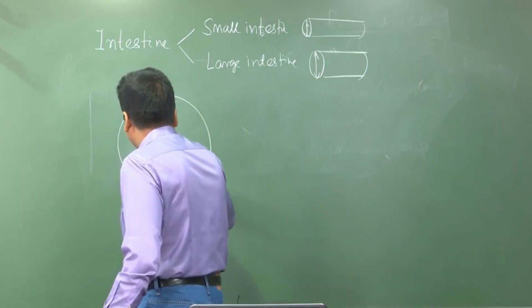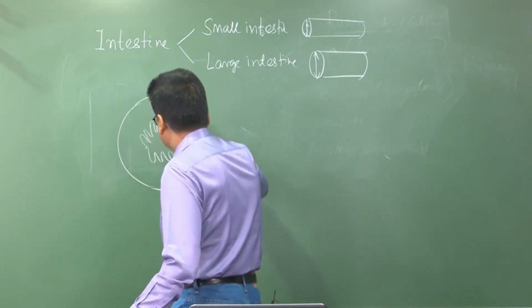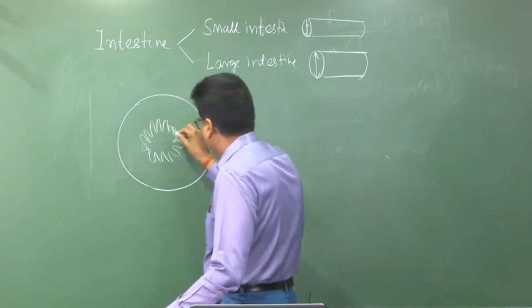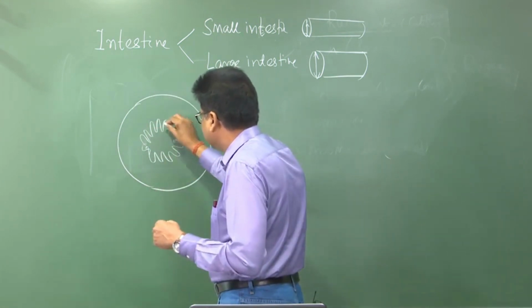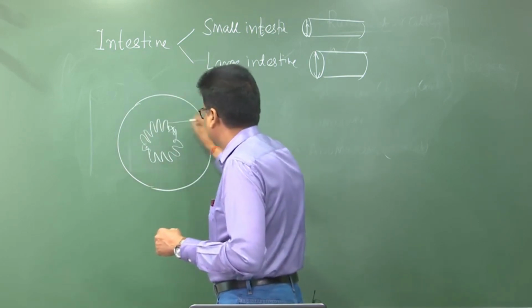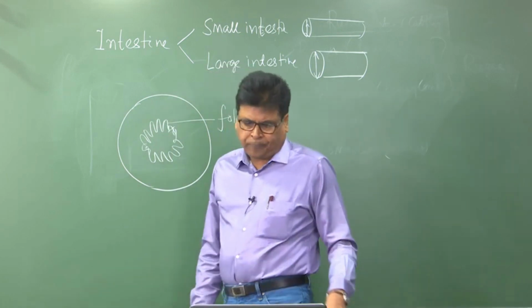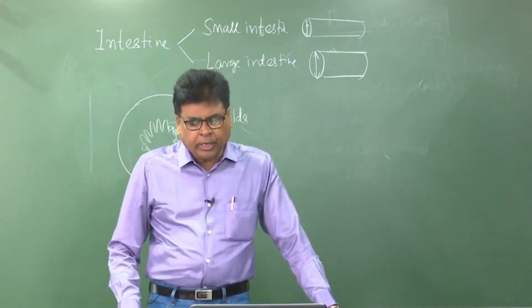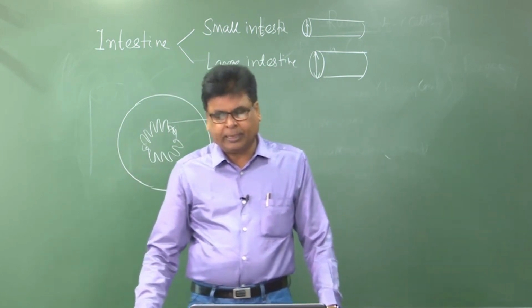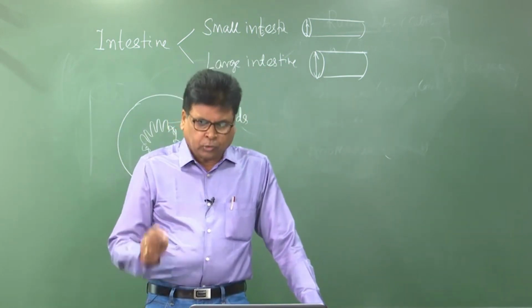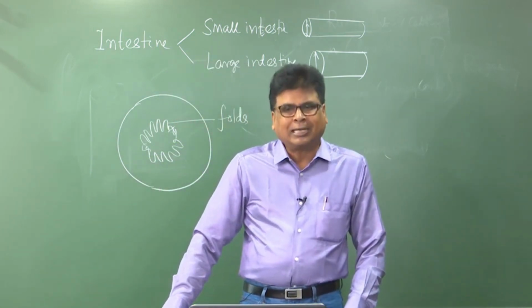Here you see the lumen is extended and folded, numerously folded. Due to more and more folding, what happens? This provides maximum surface area for digestion and absorption. These are the folds. So the intestine is always thin walled and has an extensive surface area for the absorption of food material. I am talking about the elasmobranch, or cartilaginous fish.